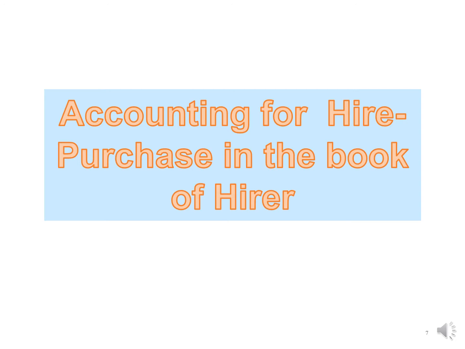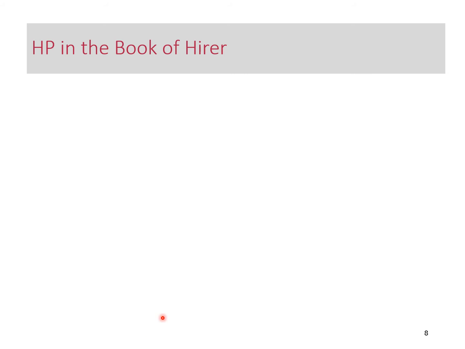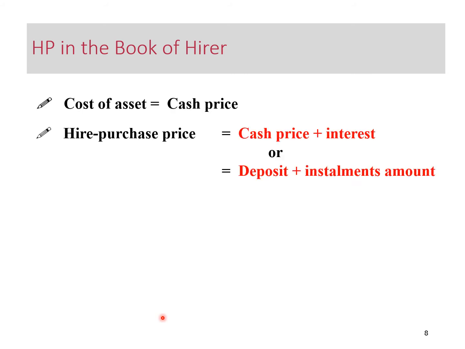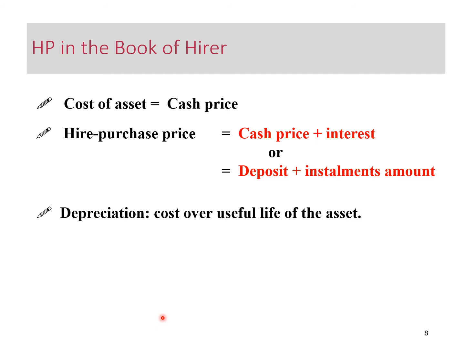So now we are going to discuss accounting for hire purchase in the books of the hirer. The cost of assets under the hire purchase agreement, in other words, we call it the cash price. In order to get the hire purchase price, the formula is you take the cash price or the cost of the asset plus the total interest, or you take the deposits plus the total installment amount. This is how you will get your hire purchase price.